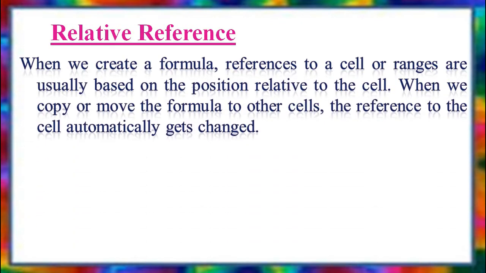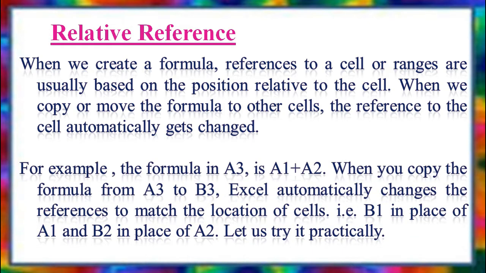Relative reference. When we create a formula, references to a cell or ranges are usually based on the position relative to the cell. When we copy or move the formula to other cells, the reference to the cell automatically gets changed. For example, the formula in A3 is A1 plus A2. When you copy the formula from A3 to B3, Excel automatically changes the references to match the location of cells. That is, B1 in place of A1 and B2 in place of A2.